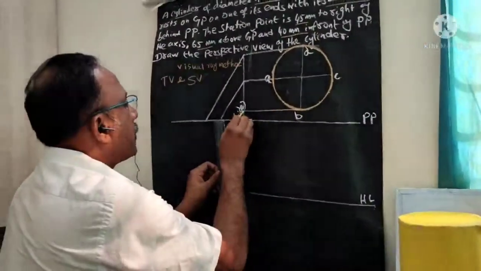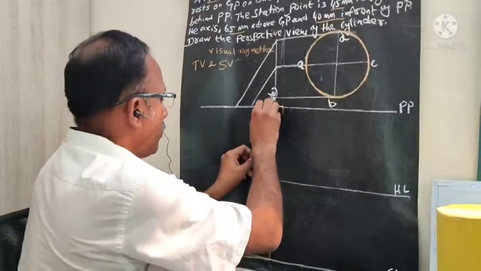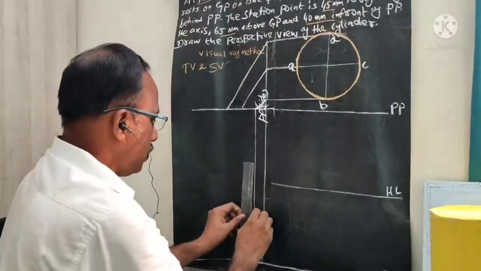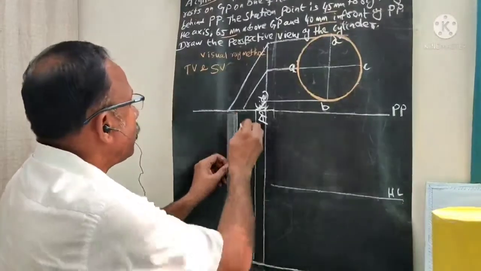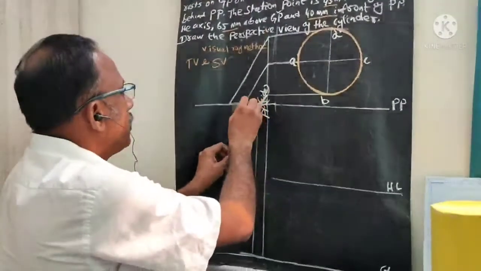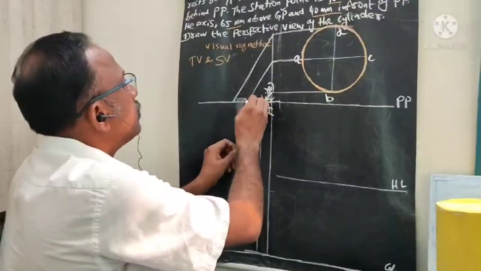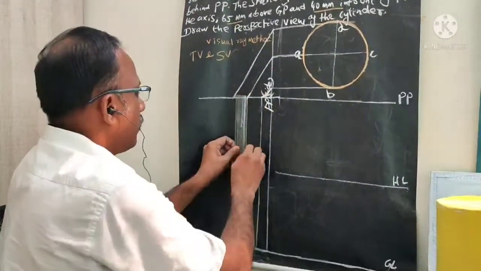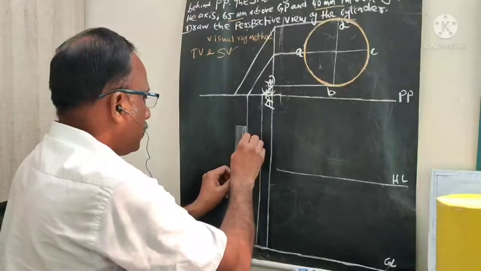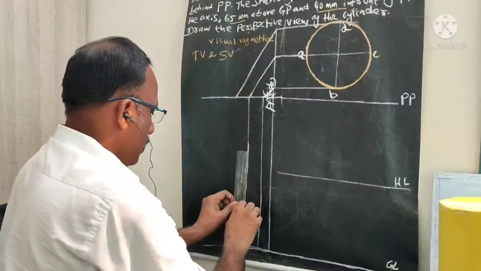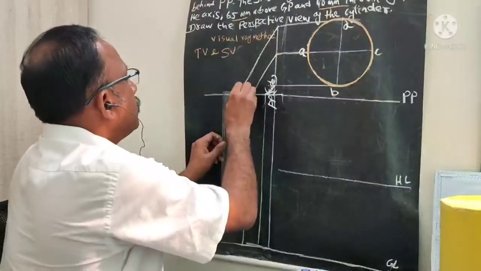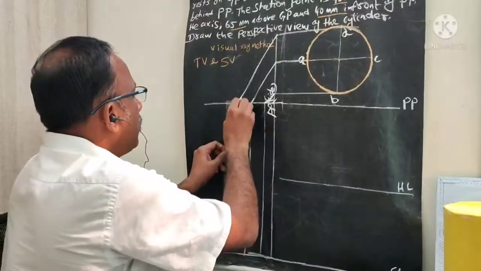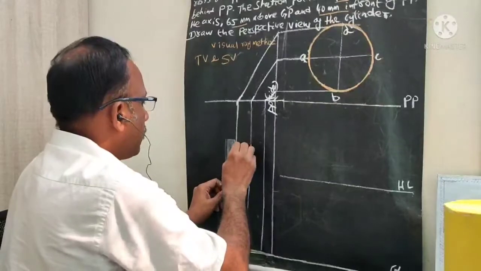So from this particular point, I need to draw a vertical line, up to the GL line. Up to this GL line you need to draw this vertical line. I need to draw the 3 vertical lines which represent this, corresponding to the GL line.